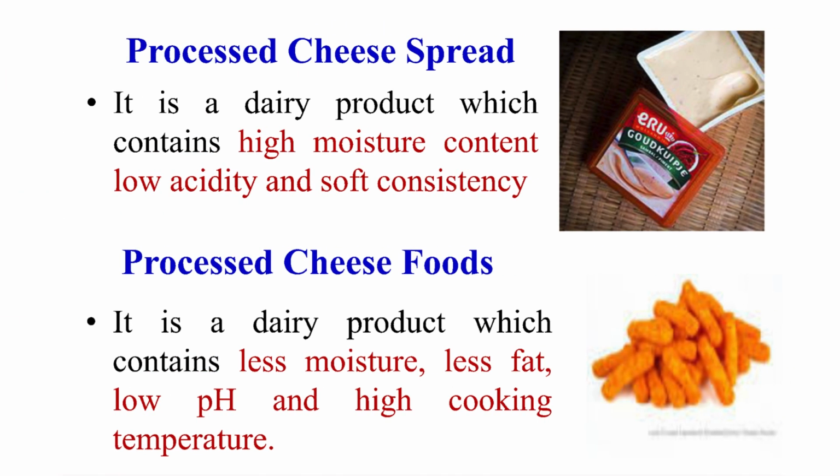A processed cheese spread is a specific type of dairy product that contains a high moisture content, low acidity, and has a soft spreadable consistency. Processed cheese foods are another category. They are dairy products that contain less moisture, less fat, have a lower pH, and are processed at a higher cooking temperature compared to other types.